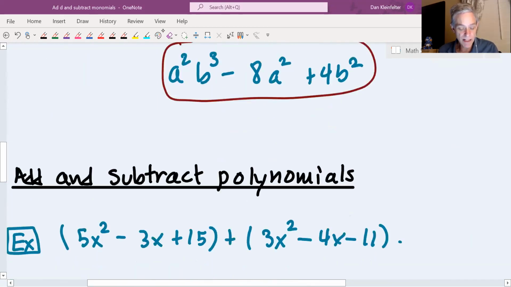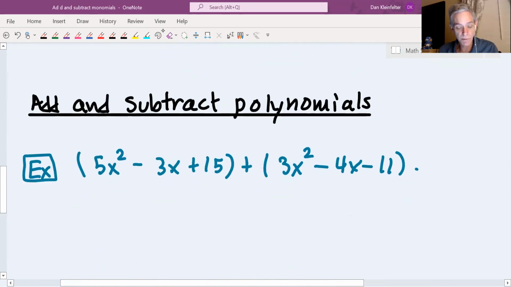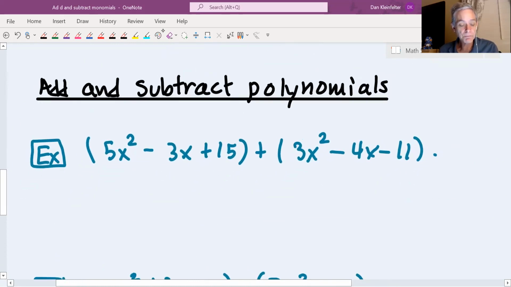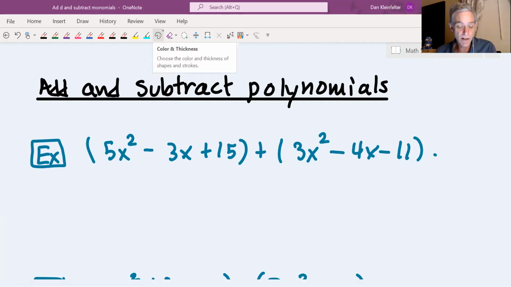Okay, so now we're ready to add and subtract polynomials. For polynomials, we're going to do basically the same thing. We're just going to combine like terms. So let's try this one. We have 5x squared minus 3x plus 15 and 3x squared minus 4x minus 11. So I'm going to first rewrite that without the parentheses.